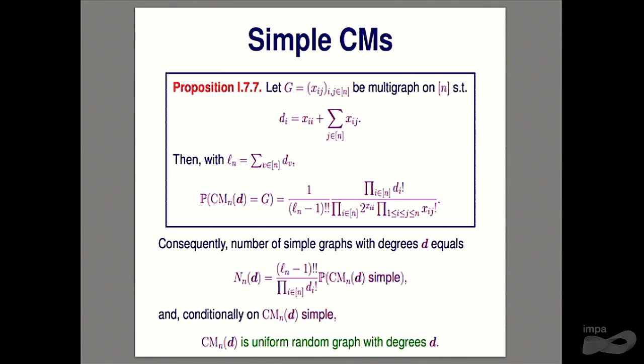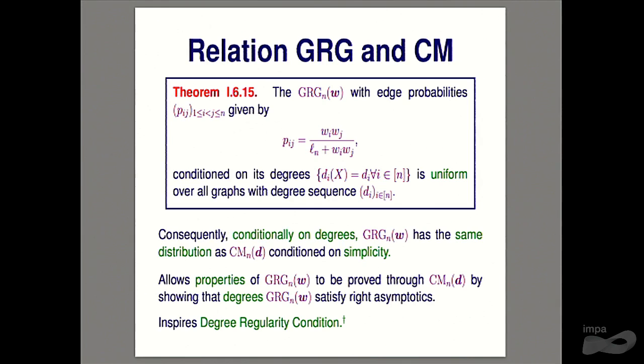Namely, here we were saying, conditionally on the configuration model producing a simple graph, the resulting random graph is uniform. For the generalized random graph, it will always be simple, so it's not going to be that conditioning, but it's a different conditioning that you have to do. And the conditioning that you have to do is that you have to condition on all of its degrees.